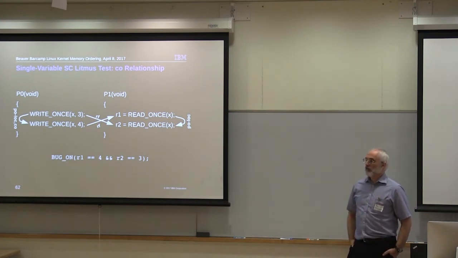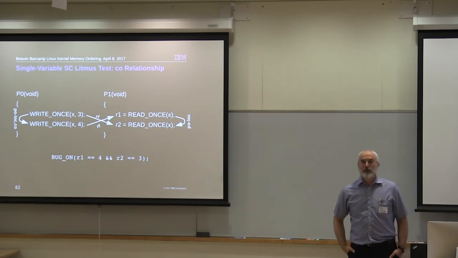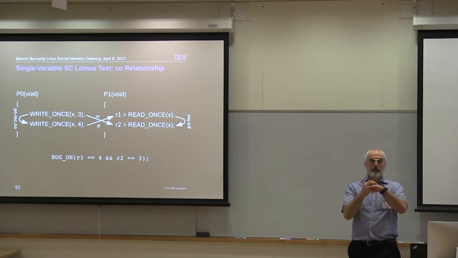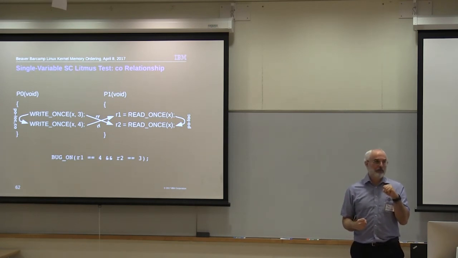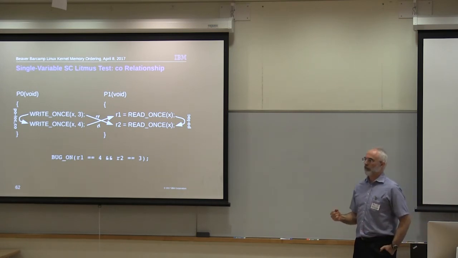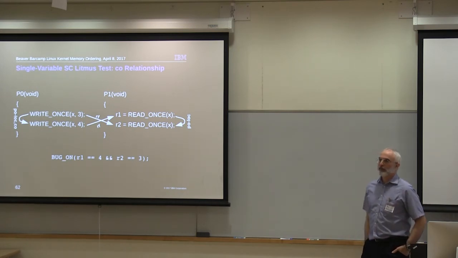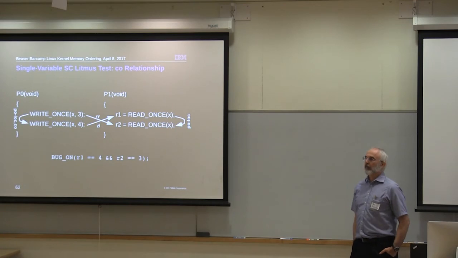Okay. Now for the fun one, FR, from read. From read, again, is from a read to a write that came too late to affect the value read. So we'll give you a little bit of time to work out what FR would be. Again, it's from a read to the write that came too late to affect the value read.